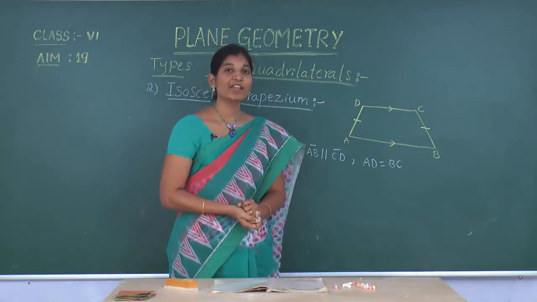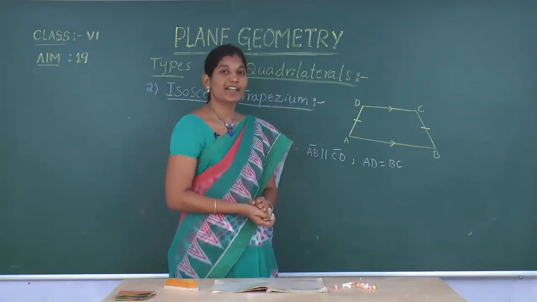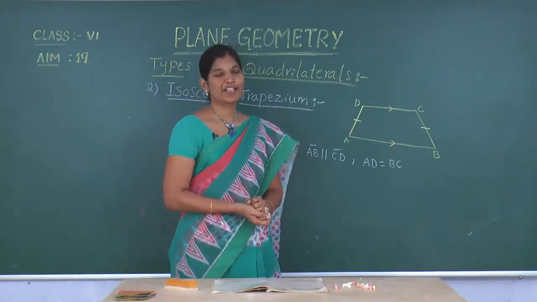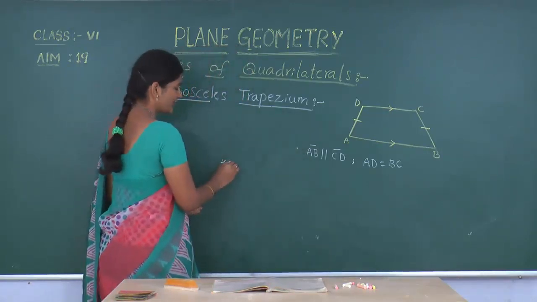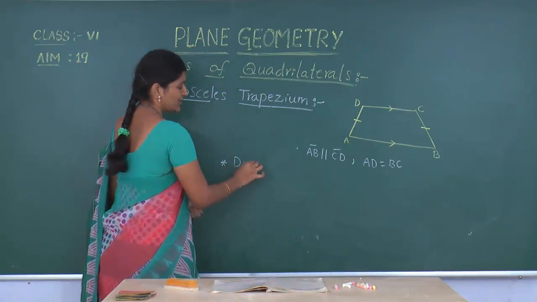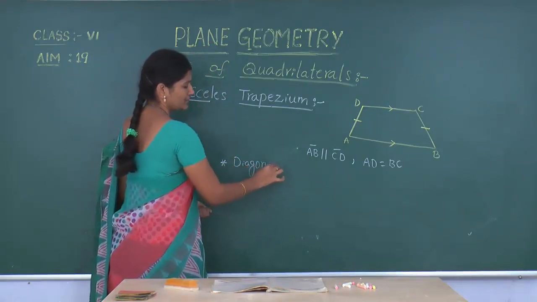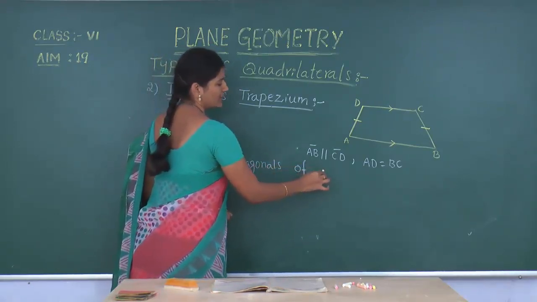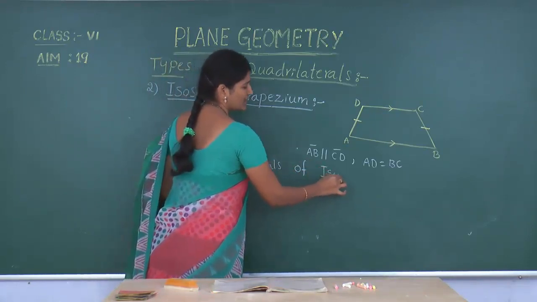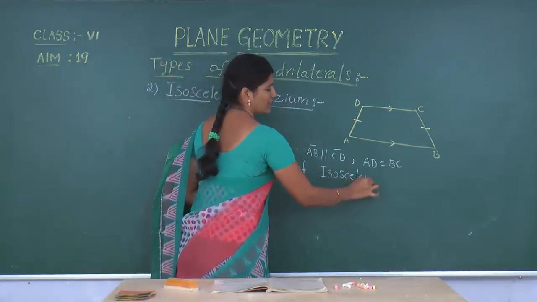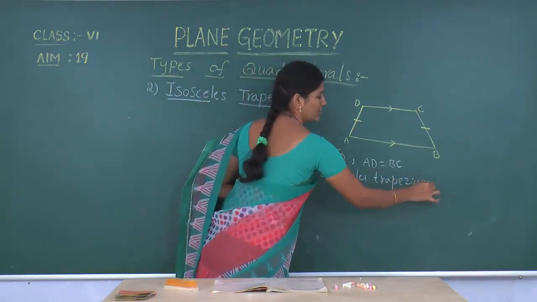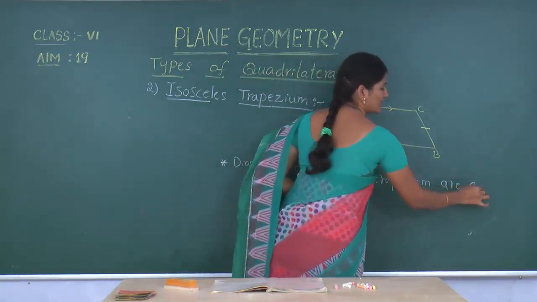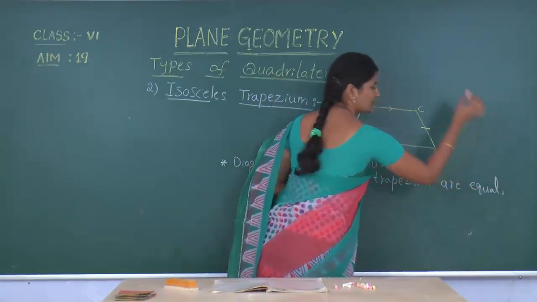And here one thing you have to remember is that the diagonals of an isosceles trapezium are equal. The important thing to note here is that the diagonals of an isosceles trapezium are equal.